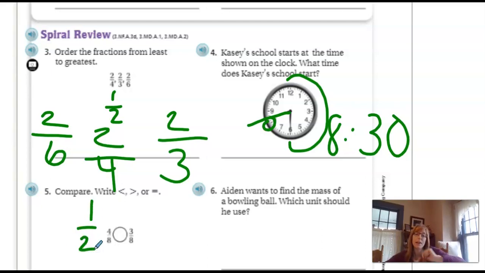Compare the fraction 4/8, which is equal to 1/2, and 3/8, which is less than a half. So we know 4/8 is greater than 3/8.